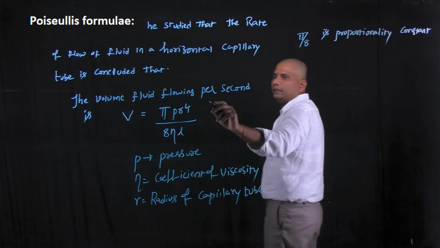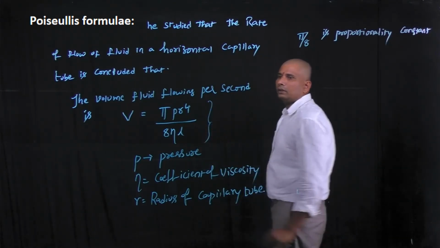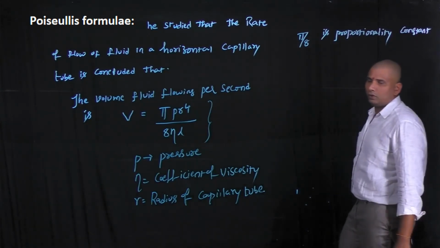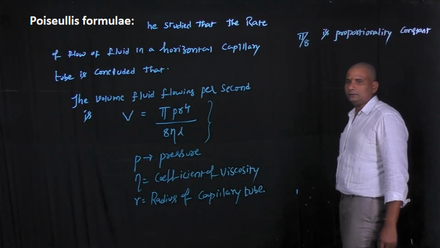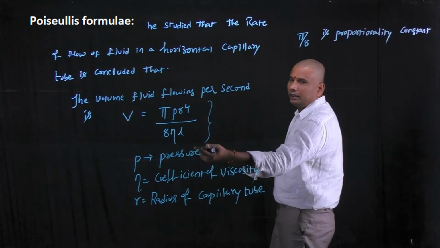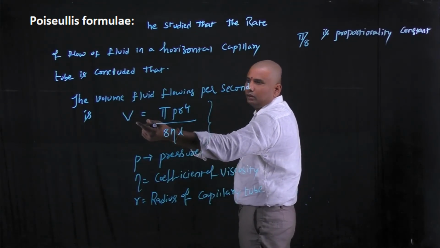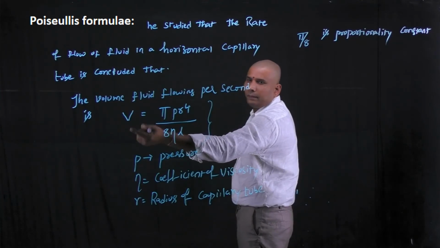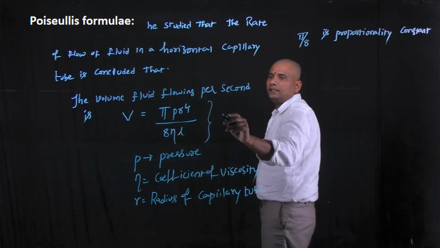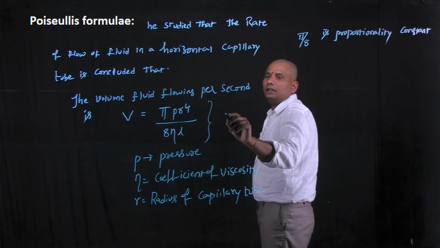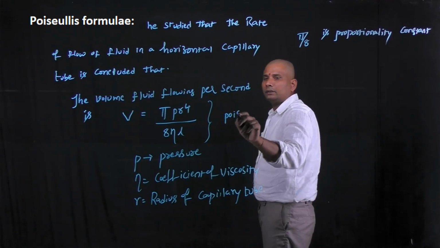And this equation V equals pi p r power 4 by 8 eta L is the quantity which is equal to the volume of the fluid flowing through the tube per second. This equation is called Poiseuille's equation.